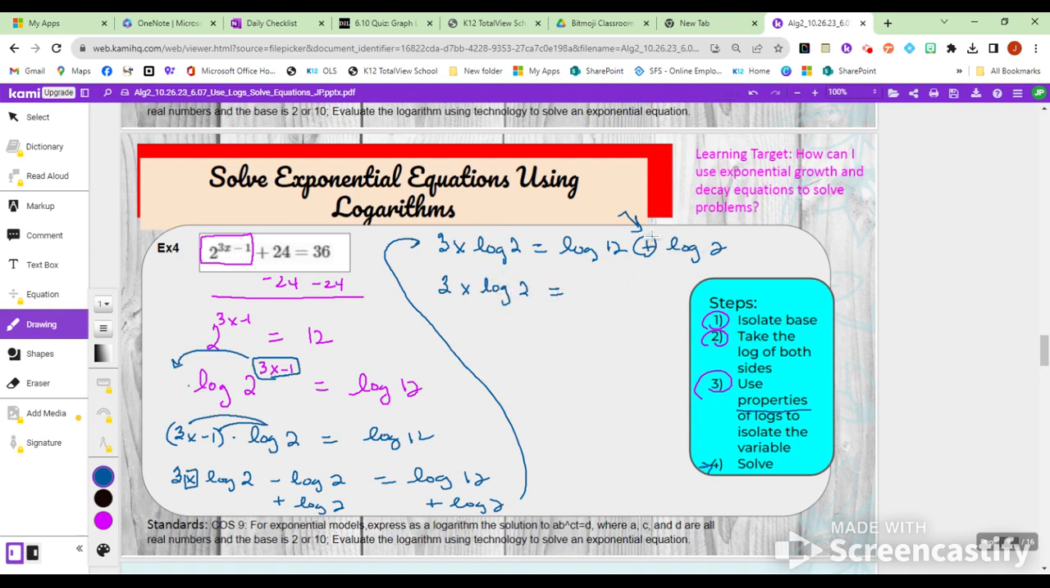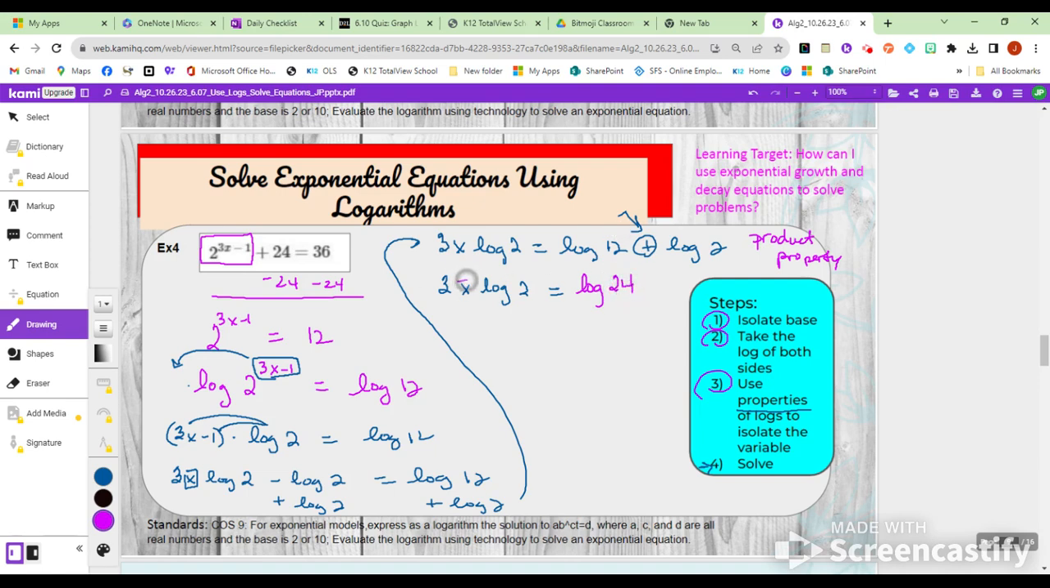So my product property, let me write that down. I'm using my product property. Anytime I have two logs that are being added together, I can rewrite that as one log. As long as that's a plus, then I multiply the 12 times the 2. If that were a minus, then that would be the quotient property, and I would do 12 divided by 2. But since that's adding, that's the product property. So I'm going to do 12 times 2, which is 24.